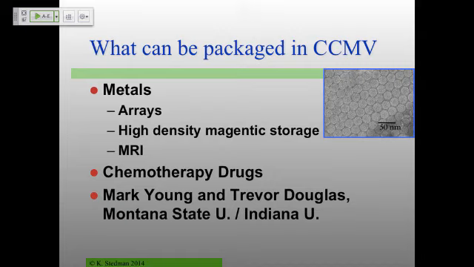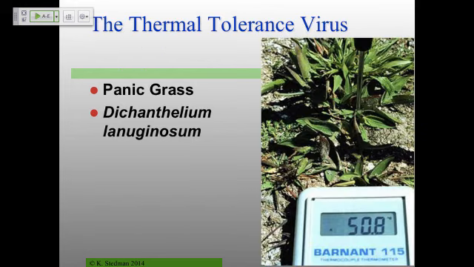Okay, another quick aside here, not very far away from Montana State University. We do a lot of work in my lab on hot spring environments, and one of the things you find in these hot spring environments are these really amazing plants, Dichanthelium lanuginosum, I always mispronounce it, panic grass, wide-leafed grasses. These are the things that are growing the closest to the hot springs that we're collecting our samples from. These plants can grow up to above 50 degrees Celsius.